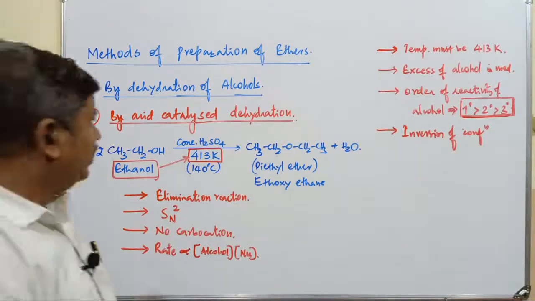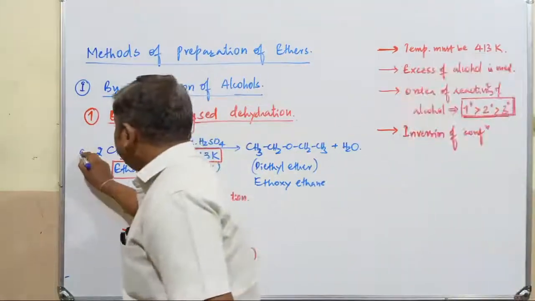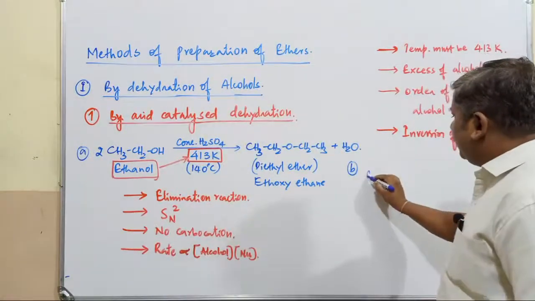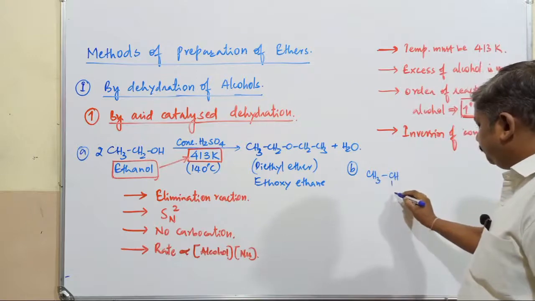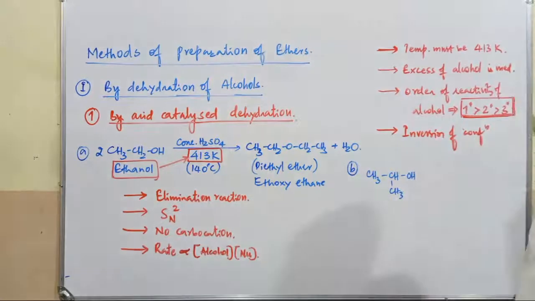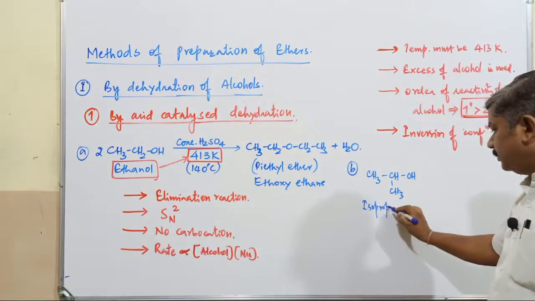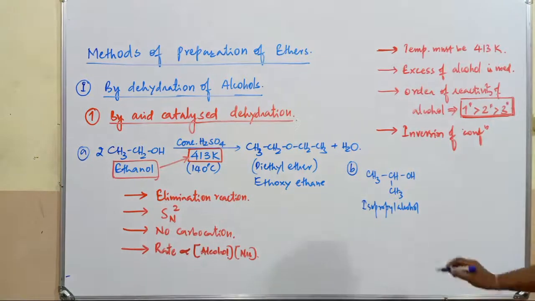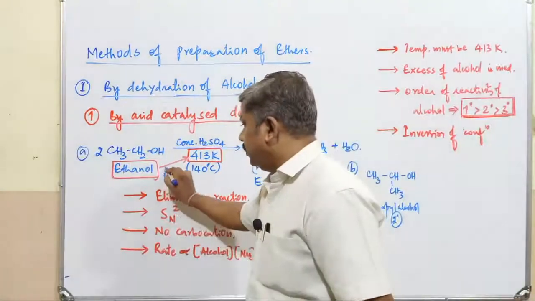Remember, we have to go with a certain amount of examples. This is one reaction, you can consider number A. This is the second reaction, B. If I take the compound CH3, CH, CH3, and OH, what's the name of this alcohol? It is isopropyl alcohol. Isopropyl alcohol is a secondary alcohol, 2 degree alcohol. And this is a 1 degree alcohol, ethanol.